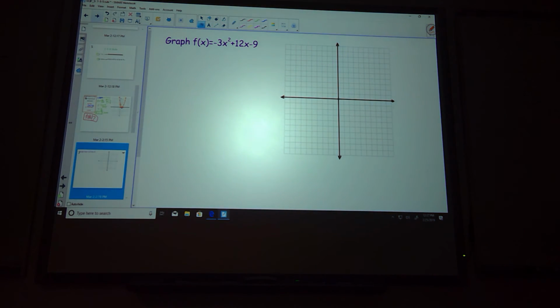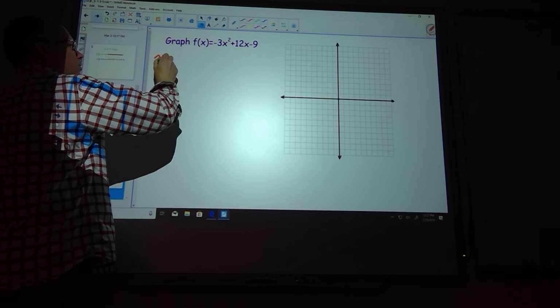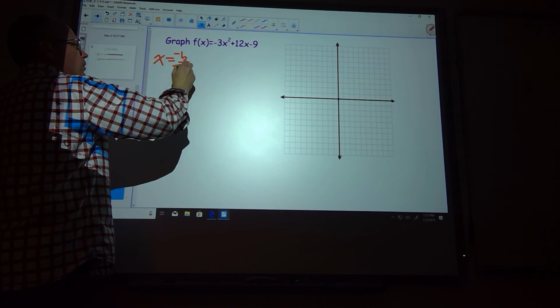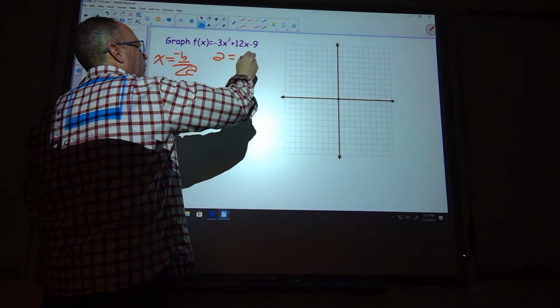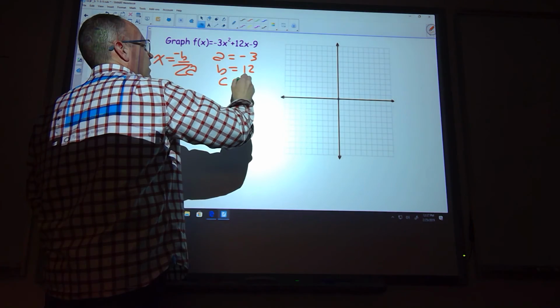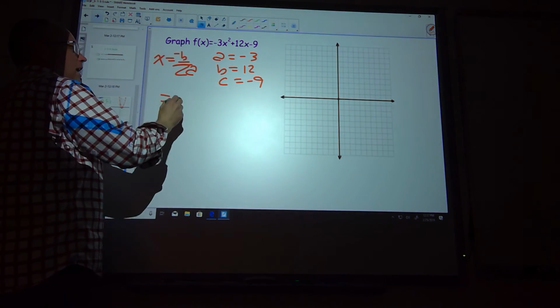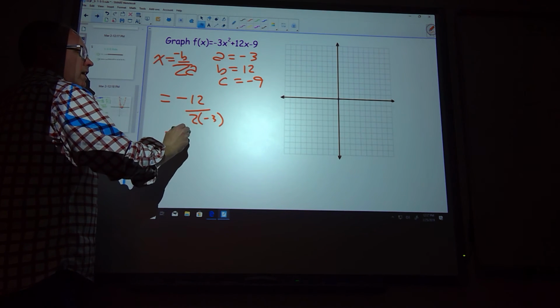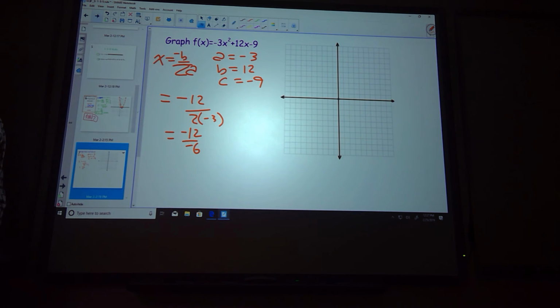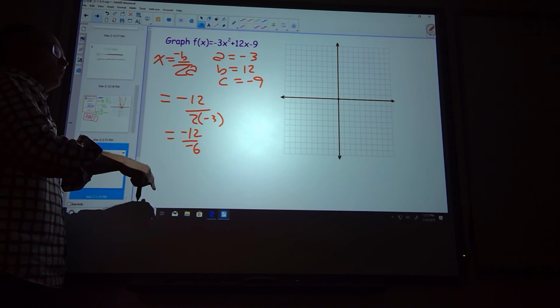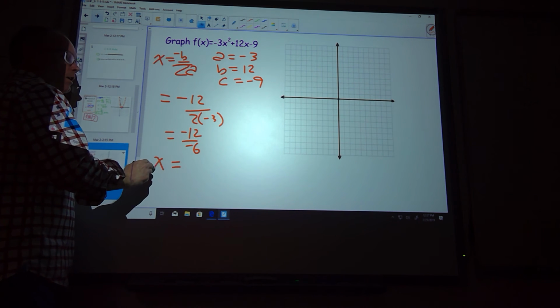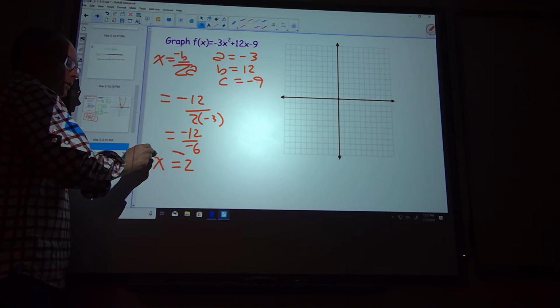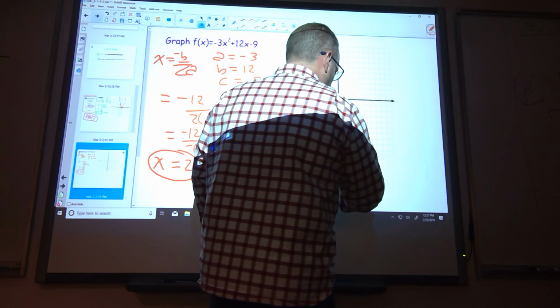Is this parabola going to open up or down? Down. Why is that? Because I have a negative out front. So I'm going to use x equals negative b over 2a. I know my a value is negative 3, my b value is 12, and my c value is negative 9. So let's plug our values in. I get negative 12 over 2 times negative 3, so that's negative 12 over negative 6. A negative over a negative is positive, and 12 over 6 is 2. Positive 2, right? So that's my axis of symmetry. It's at 2.